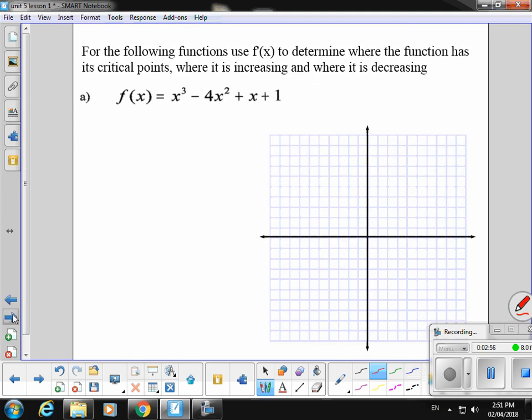Okay, let's try a new function, and we're going to be looking at the critical points, those places where we change from increasing to decreasing. So we're going to use the derivative to tell us those intervals.